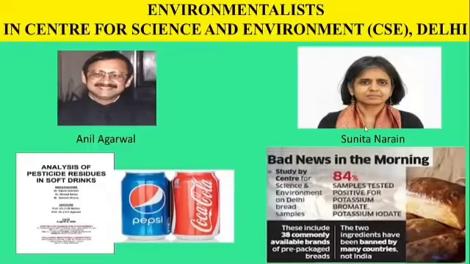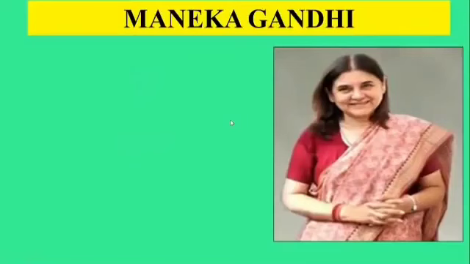Anil Agarwal and Sunita Narayan are associated with the Center for Science and Environment. So this organization is responsible for various findings. For example, this organization brought into notice that the soft drinks that we consume are full of pesticides. This organization also released its report which highlighted that 84% of bread samples had a high amount of potassium bromate. So this institute is working towards environmental research.